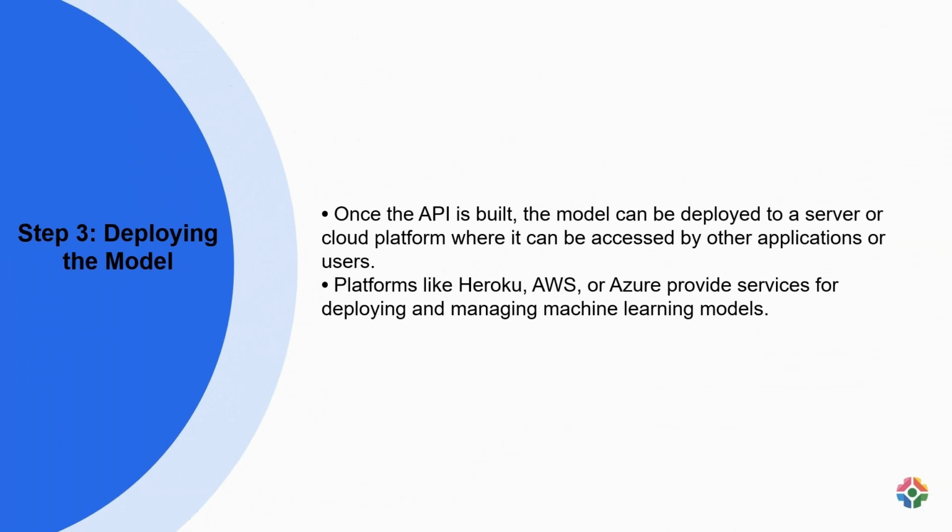After developing an API, the next step involves deploying the model to a server or cloud platform for access by external applications or users. Services from platforms such as Heroku, AWS, or Azure enable the deployment and management of machine learning models. For instance, a company that has created a recommendation system using machine learning can deploy it on AWS to allow users to receive personalized recommendations through a mobile app. This deployment allows the model to be accessed and utilized by multiple users concurrently.